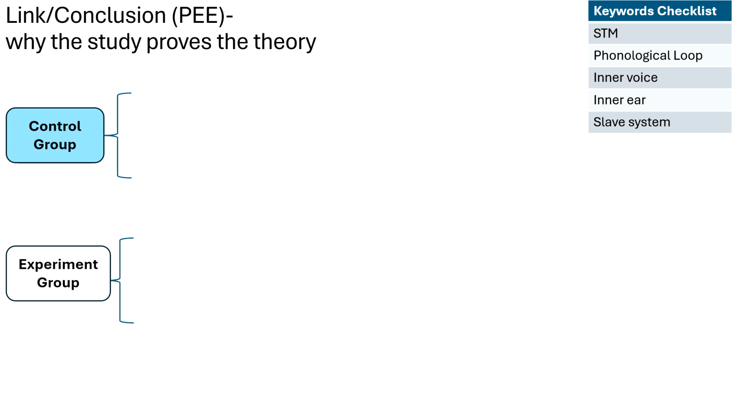The last paragraph of the SAQ is going to involve why Landry and Bartling proves the working memory model. We're going to do that trying to mention as many keywords as possible. In this case, we can only really mention the phonological loop and anything that revolves around it, because that's what Landry and Bartling basically looked at. It didn't really look at the visual spatial sketchpad or anything else.